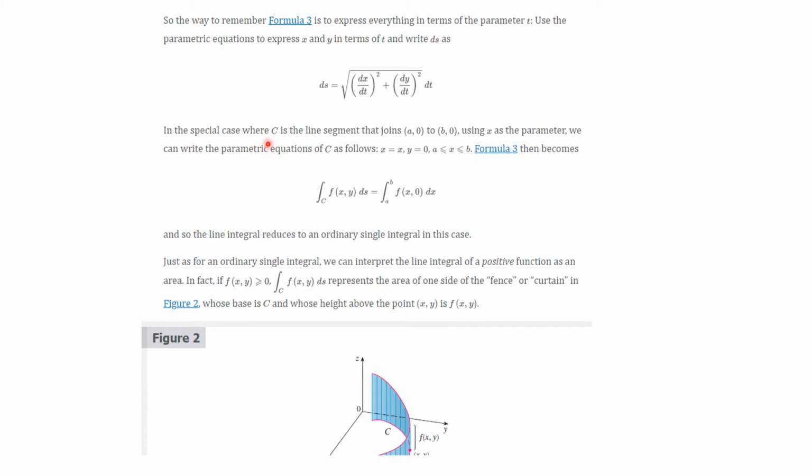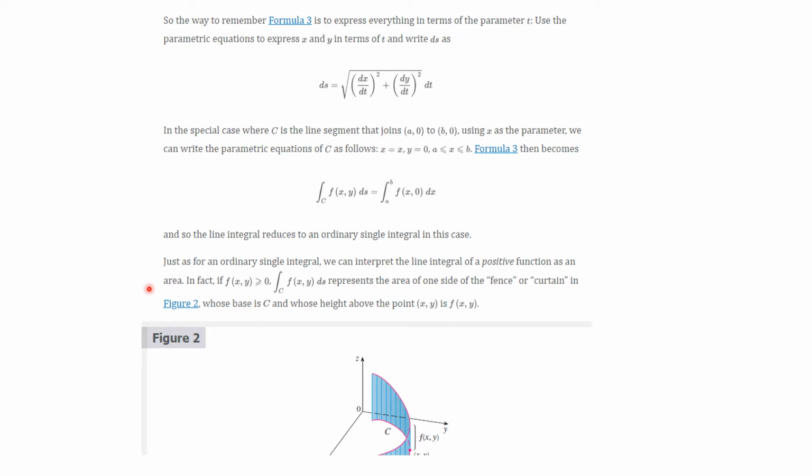Now, in the special case where C is just a line segment joining A and B, it reduces to the integral that we know, where y is just equal to 0. So the line integral is, in fact, a generalization of the ordinary integral, and in fact reduces to the ordinary integral in this case.